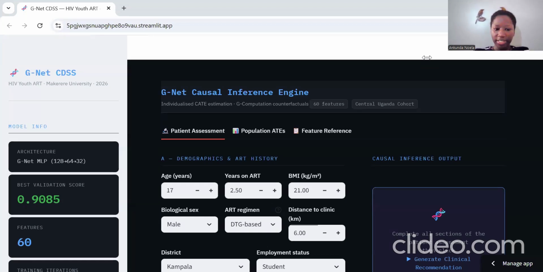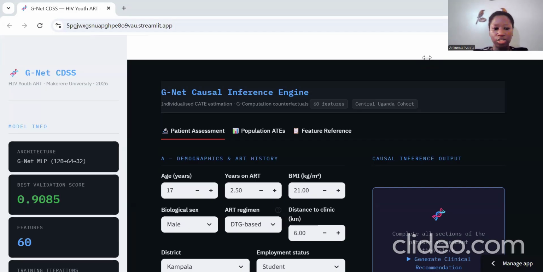Today I'm demonstrating the GNet causal inference engine on behalf of group SWML52. It's a machine learning tool that helps clinicians make individualized treatment decisions for young people living with HIV.